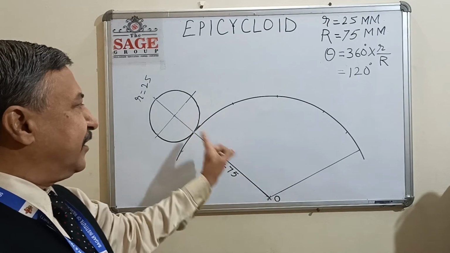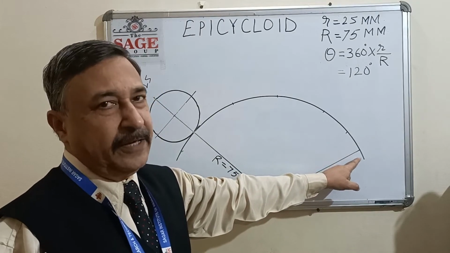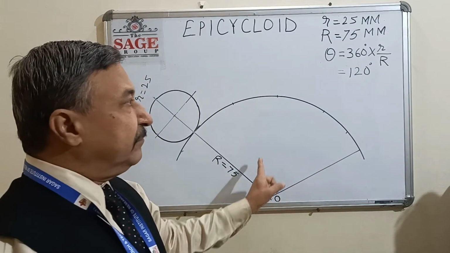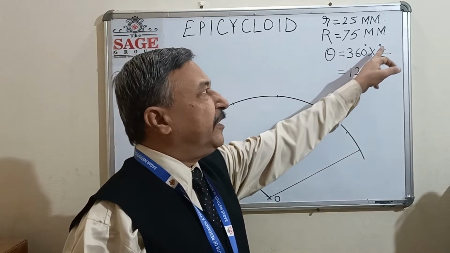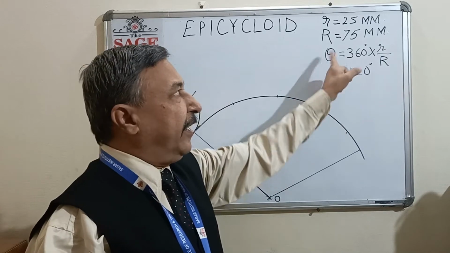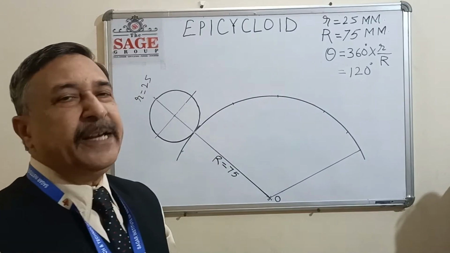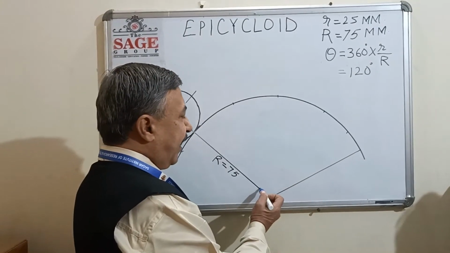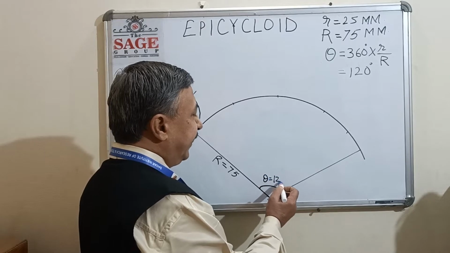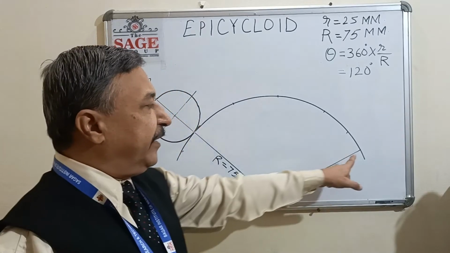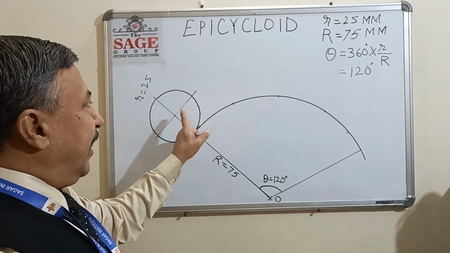And one more construction: where it completes 2 pi r, meaning one revolution. For that we calculate theta. This theta is equal to 360 into small r upon capital R, and if we calculate this we get 120 degrees. So we make an angle of 120 degrees here, and here we end our curve. So I am going to start.